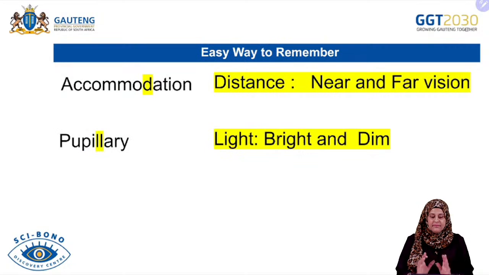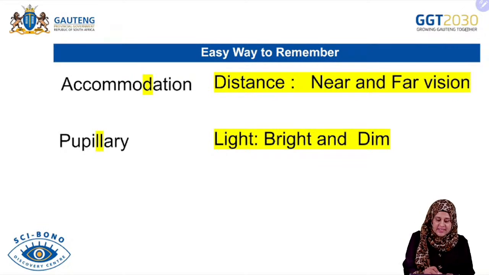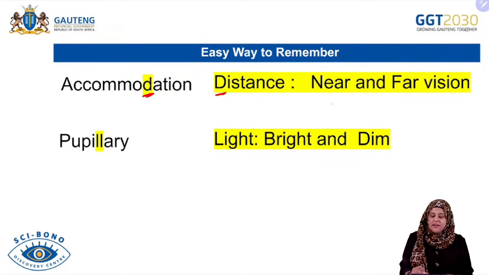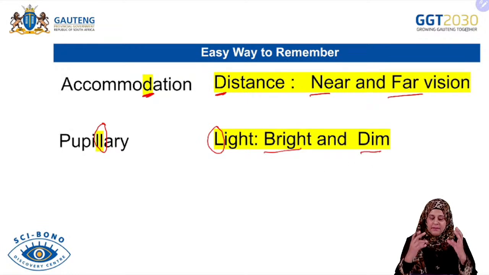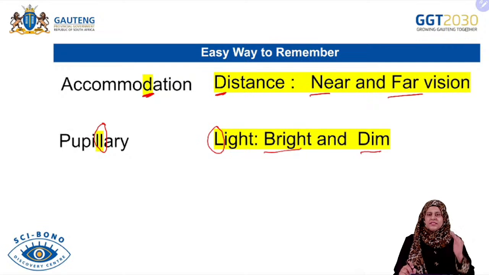Okay, now I wanted to do this to explain to you an easy way to remember, right? Accommodation has a D, okay, and that D is for distance. Distance for near vision and far vision. When we speak about pupillary mechanism, it talks to light. And in light, we learned about bright light and dim light. So you need to remember this, take a picture of this, and remember every time when you get a question in the exam, is the examiner asking me about distance?